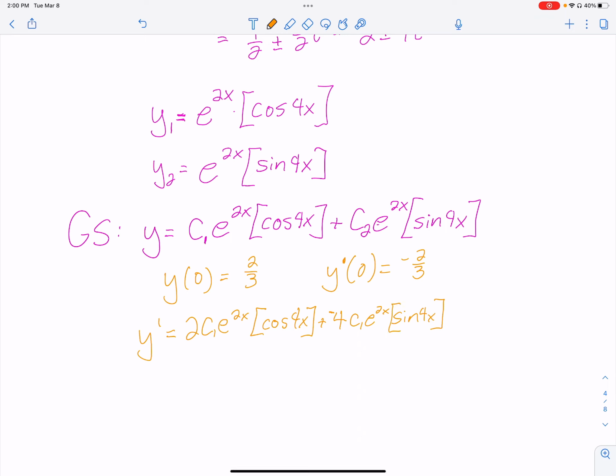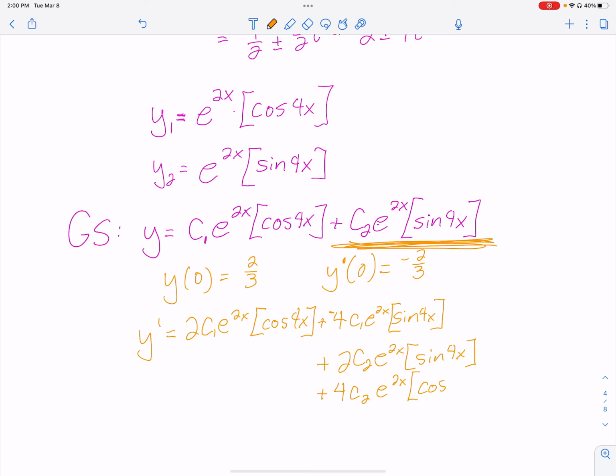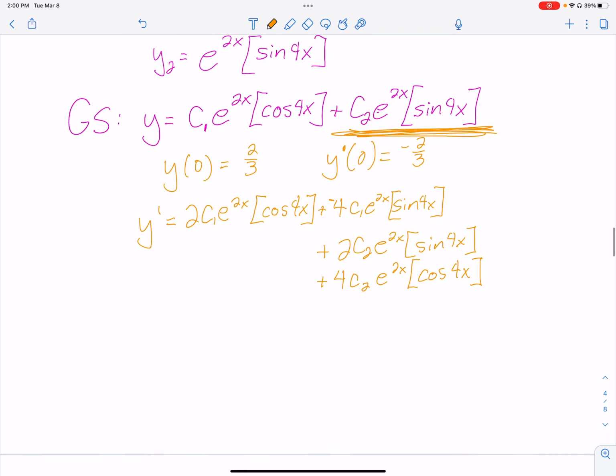All right, I'm going to go down. Now I'm doing the product rule on this one. So I got 2c2 e to the 2x sine 4x. Then I also have the other way, so we're going to get plus 4c2 e to the 2x. All that stays the same. Derivative of sine is cosine. I already took care of the 4 by putting it out front. So there is my derivative.